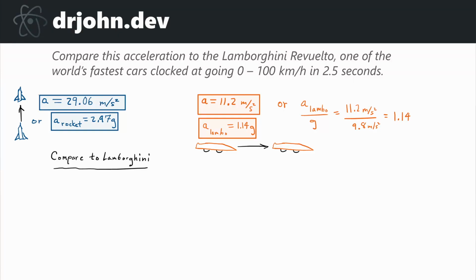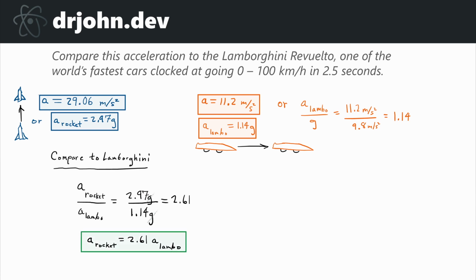Before moving on, let's make one final comparison. Dividing a rocket's acceleration by g may be the standard metric for space aeronautics, but we can invent our own new system of measurement. So, dividing the rocket's acceleration 2.97 g by the Lambo's acceleration of 1.14 g, we find the Discovery's acceleration to be 2.61 times the acceleration of a Lamborghini, or a sub Lambo. Yes, the Lambo force is certainly strong with this one.